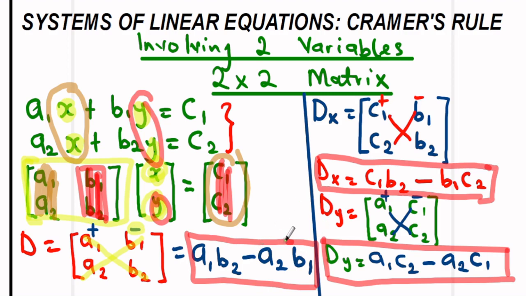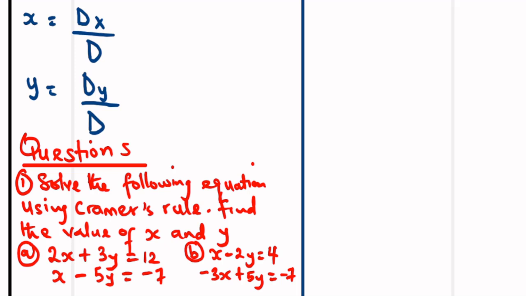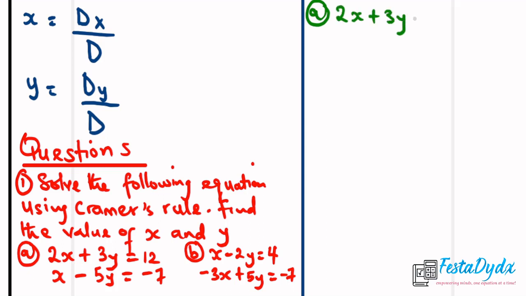Now let's solve with an actual question. The question says, solve the following equations using Cramer's rule. Find the value of x and y. The first question, A, says 2x plus 3y equals 12, and then x minus 5y equals minus 7.